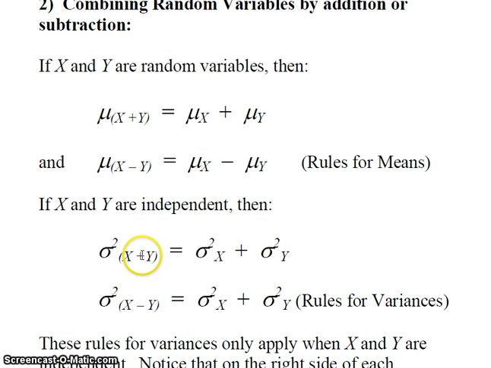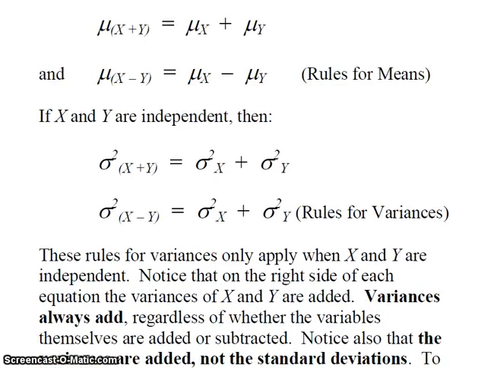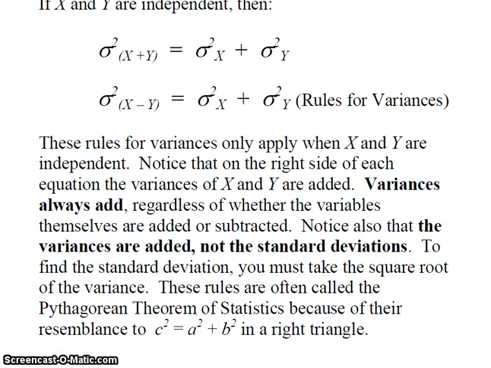And you notice here, whether we add the random variables together or subtract one from the other, the variances always add. And that's the key thing to remember when you're working with variances. The variances add. Another thing to notice is that the standard deviations will not add. It's the variances that add. Okay? So variances always add regardless of whether the variables themselves are added or subtracted. And remember that the variances are added, not the standard deviations.